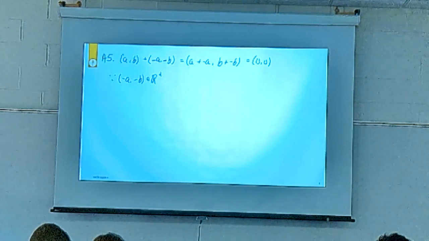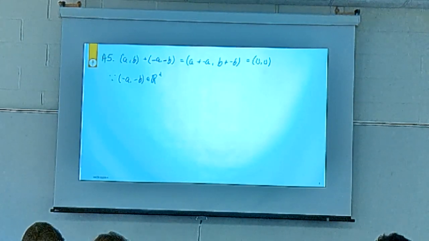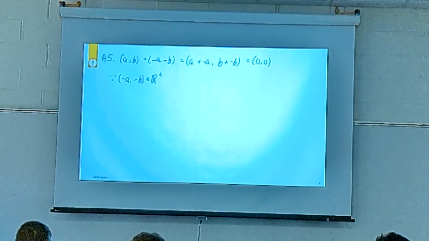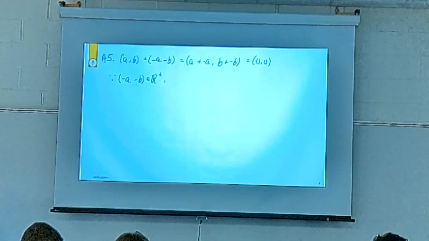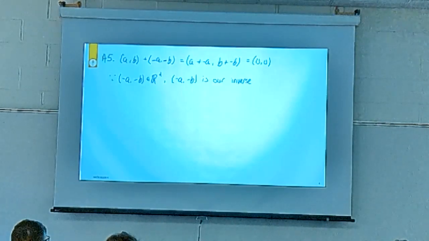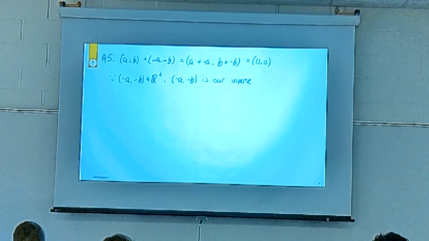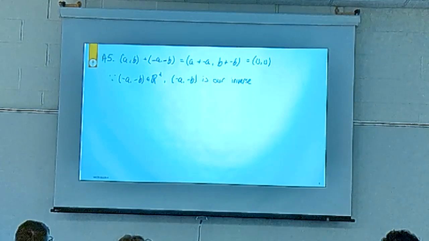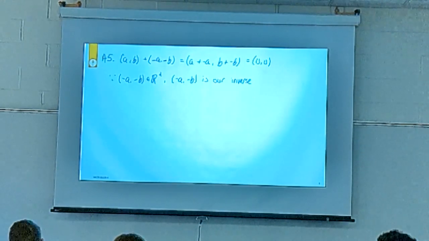Also, what happens if it's 0? What's negative 0? Yeah, 0. So that's fine. That doesn't matter. And again, that's implied to be the additive inverse. We found the inverse. A5 is satisfied. So that satisfies all the additive axioms.